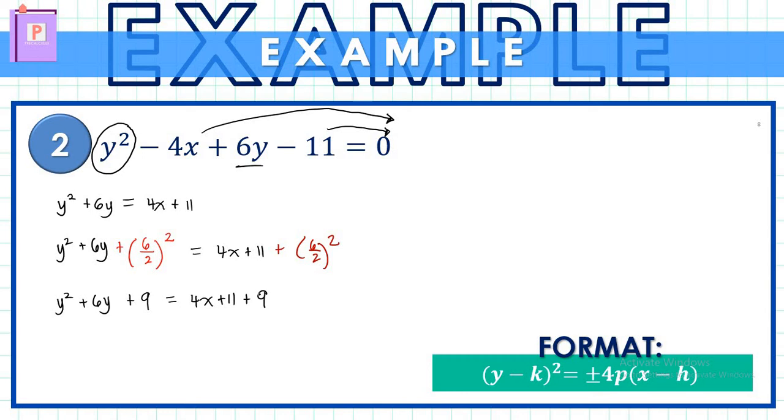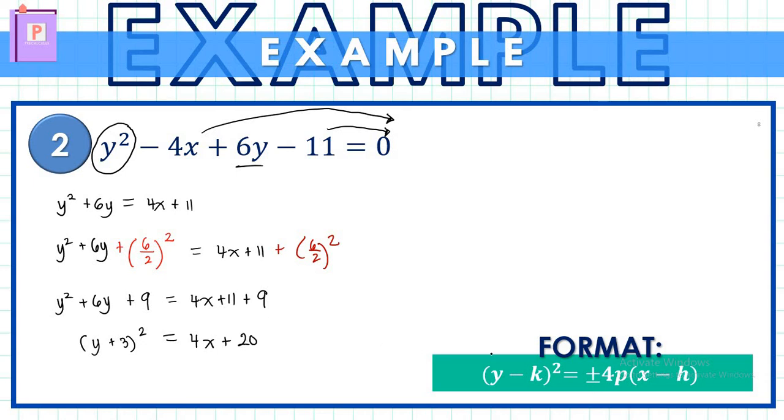Then after that, we simply need to factor the perfect square trinomial generated after completing the square, which is y squared plus 6y plus 9. The factors will be quantity y plus 3 squared. Equals, simplify the right-hand side of the equation. That will become 4x plus 11 plus 9, which is 20.